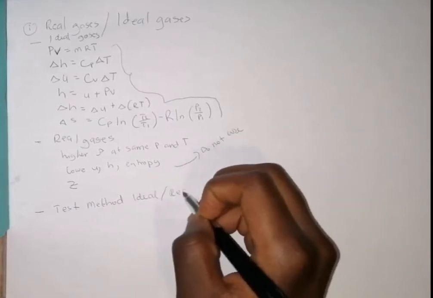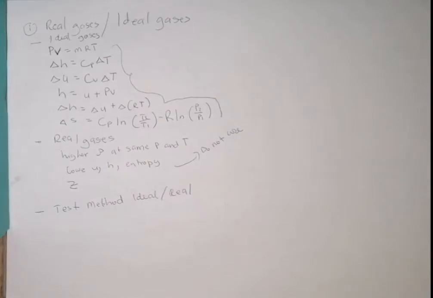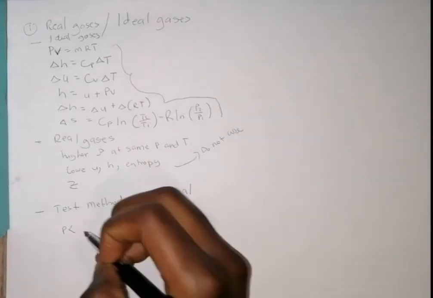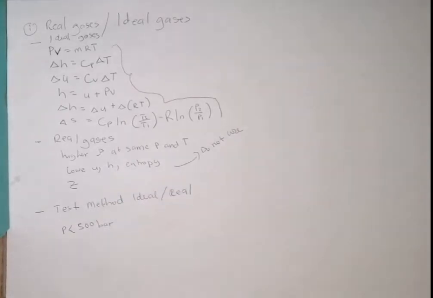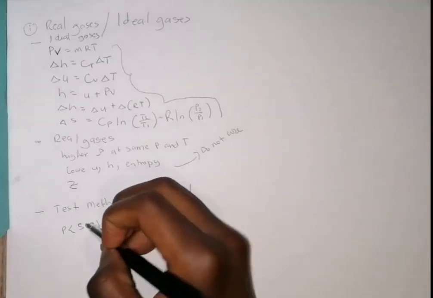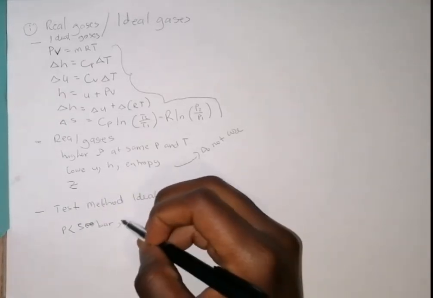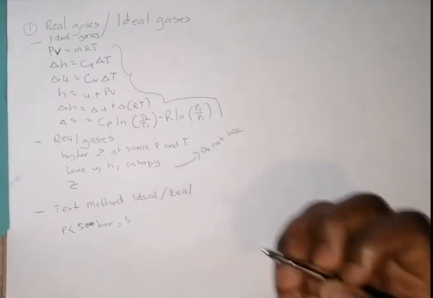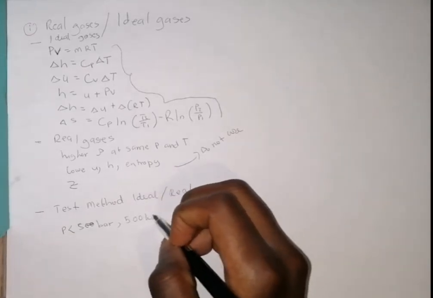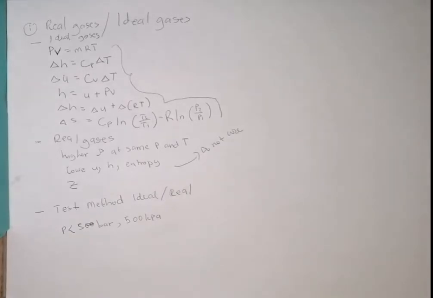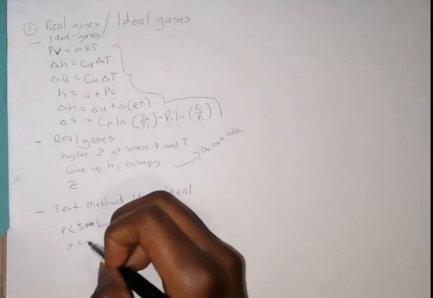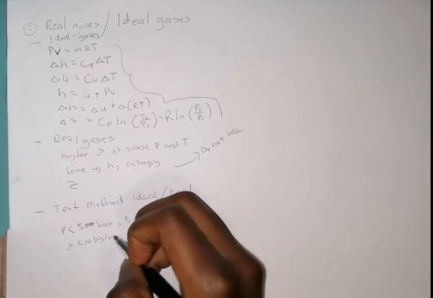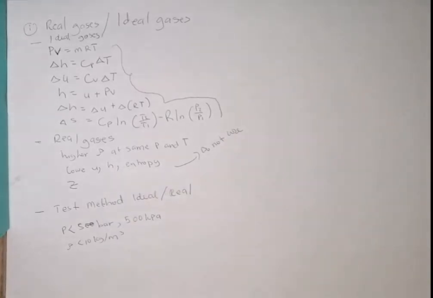So for a given gas, if the pressure is less than 5 bar, which is equal to 500 kilopascal, we assume that the gas is ideal. If the density of the gas is less than 10 kg per cubic meter, we assume that the gas is ideal.